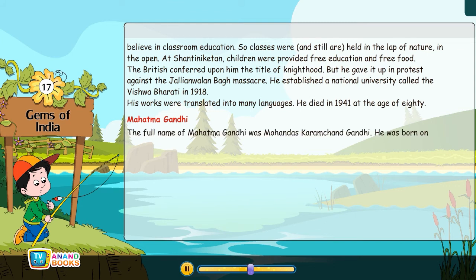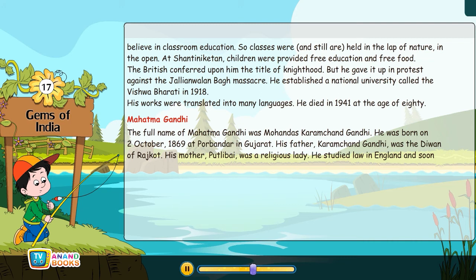Mahatma Gandhi. The full name of Mahatma Gandhi was Mohandas Karamchand Gandhi. He was born on 2nd October 1869 at Porbandar in Gujarat. His father, Karamchand Gandhi, was the Diwan of Rajkot. His mother, Putli Bai, was a religious lady.